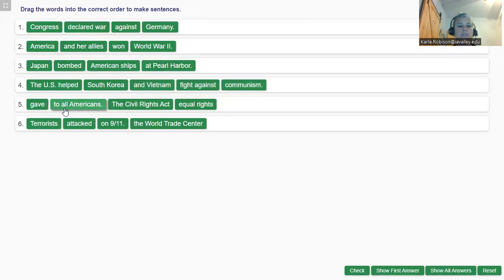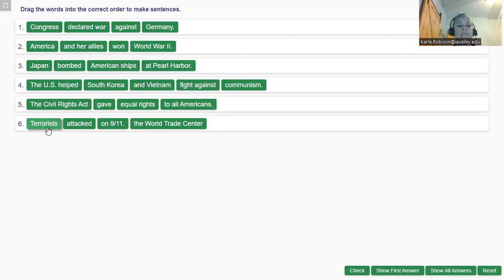All right. Gave to all Americans the Civil Rights Act equal rights. Here's my period. I'm going to drag it to the end of my sentence because it ends my sentence. Here's my capital, so that has to go at the beginning of the sentence. Well, maybe there we go. So the Civil Rights Act. So I've got gave and equal rights. Okay, well, what did the Civil Rights Act do? Gave is my verb. So the Civil Rights Act gave equal rights to all Americans.